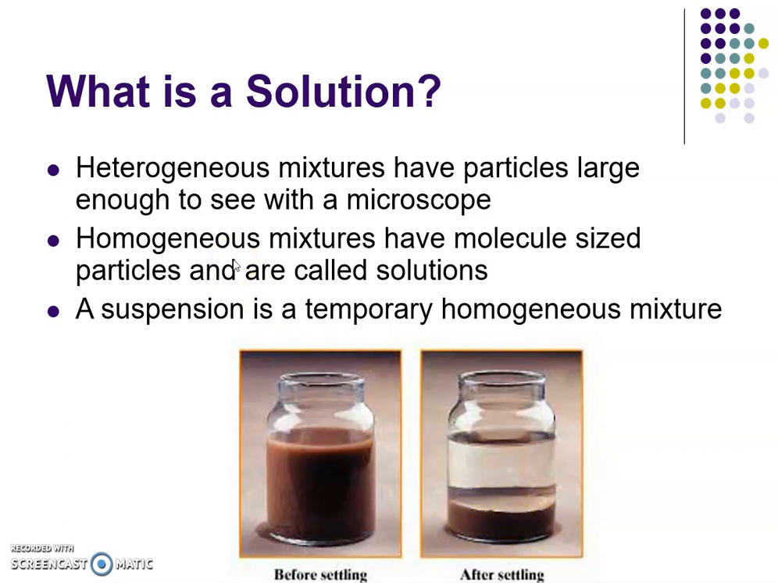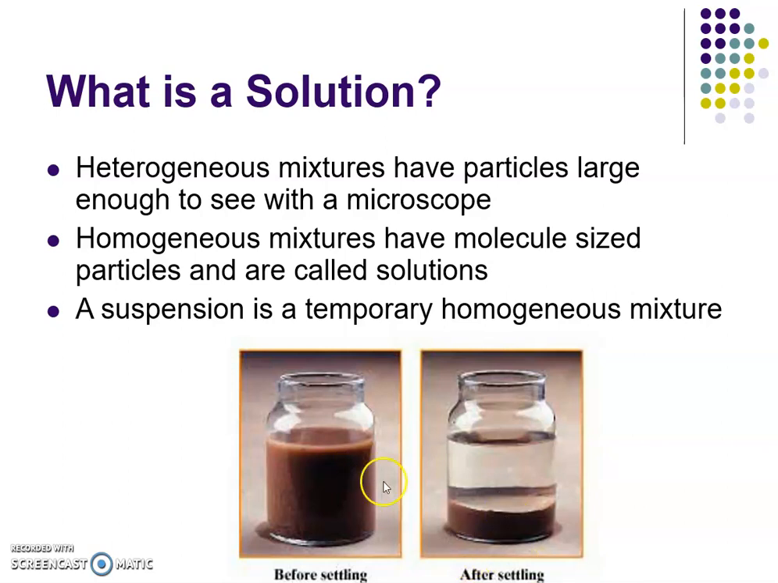Now, homogeneous mixtures, you have very, very small particles or much smaller particles that can stay evenly distributed. Things like salt and water, Kool-Aid, soda, anything like that, where the particles that are in there stay completely uniform and mixed throughout, create a homogeneous mixture. So a homogeneous mixture is also called a solution. So a solution is just defined then as a homogeneous mixture.